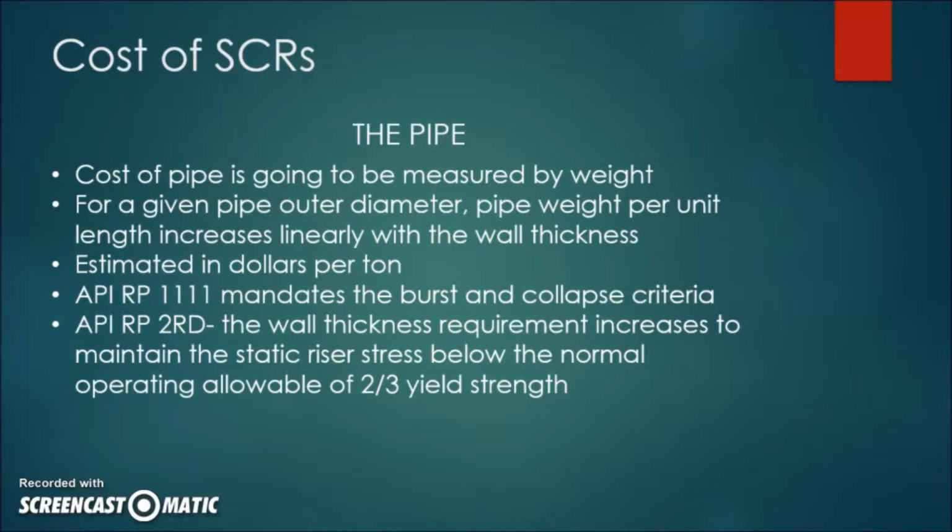My two criteria are API RP 1111, which mandates the burst and collapse, and API RP 2RD, which states that the wall thickness requirement increases to maintain the static riser stress below the normal operating allowable load, 2/3 yield strength.